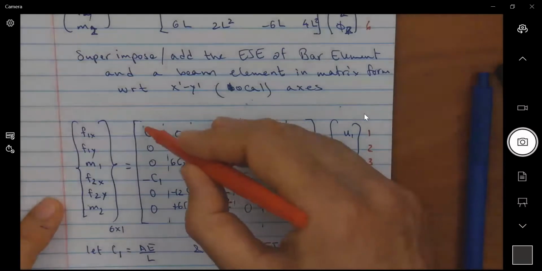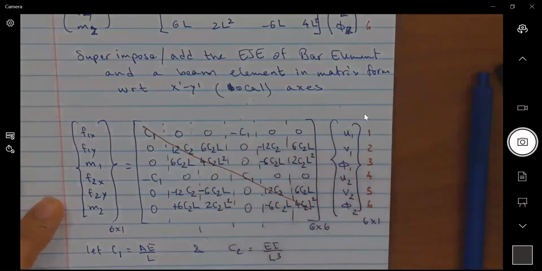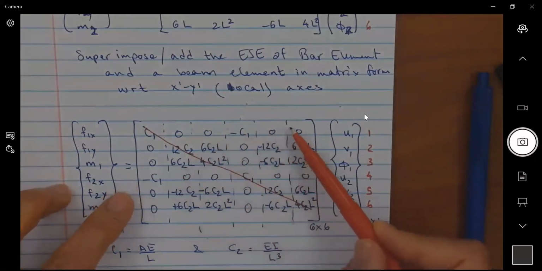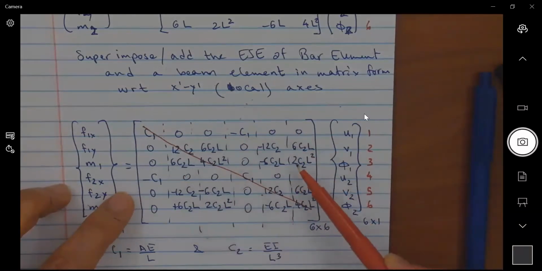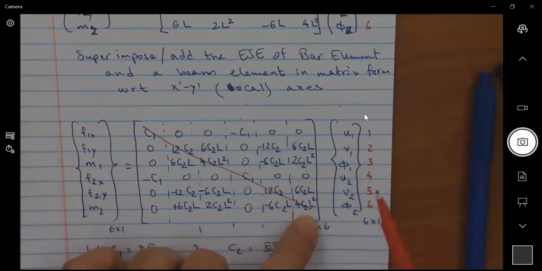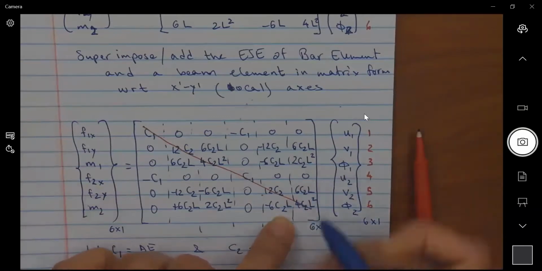Let's check. Here is my diagonal, right? And it should be symmetric. Bottom, second from the bottom all the way to the right. The 6 C2L, should that not be negative? No, it is negative. Yeah, negative. Oh, so here this is positive. This is also missing a negative sign. Yeah, that was good.